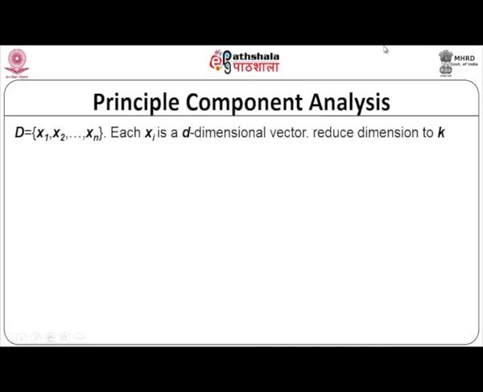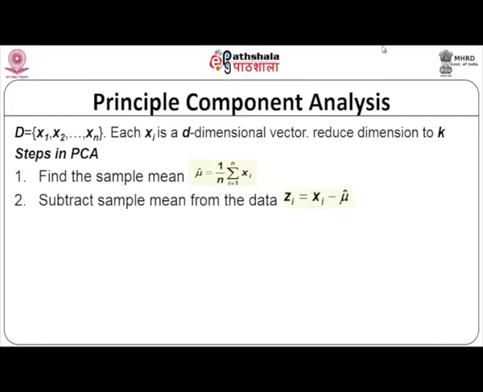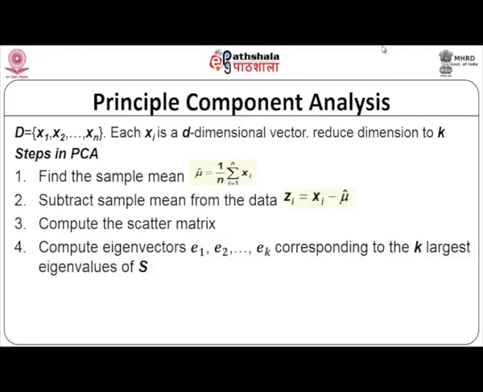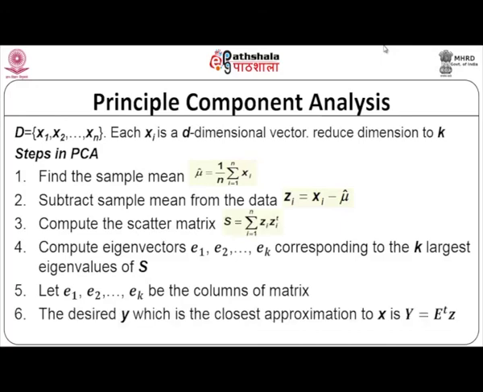So, let us look at the steps. Let us assume that the data is x1 to xn. Each xi is a d-dimensional vector. We want to reduce the dimension to k, that is our job. So, the steps are: you find the sample mean in each of the dimensions, then subtract the mean from the data and compute the scatter matrix. Then compute the eigenvectors E1, E2 to Ek corresponding to the k largest eigenvalues of the scatter matrix, and let E1, E2 to Ek be the columns of the matrix.